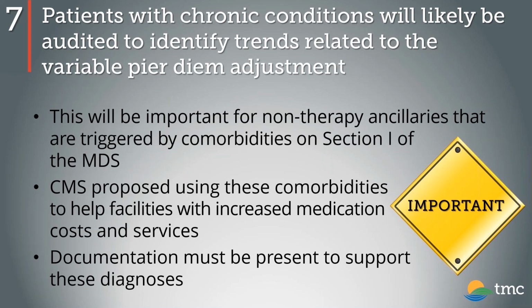CMS has proposed using these comorbidities to help facilities because of the increased medication costs and increased services that patients with these comorbidities need. You can only add the diagnosis if it's active and it cannot be resolved. So if the codes used are not active and they're not supported by documentation from the physician and in the chart itself, then that could result in a denial.